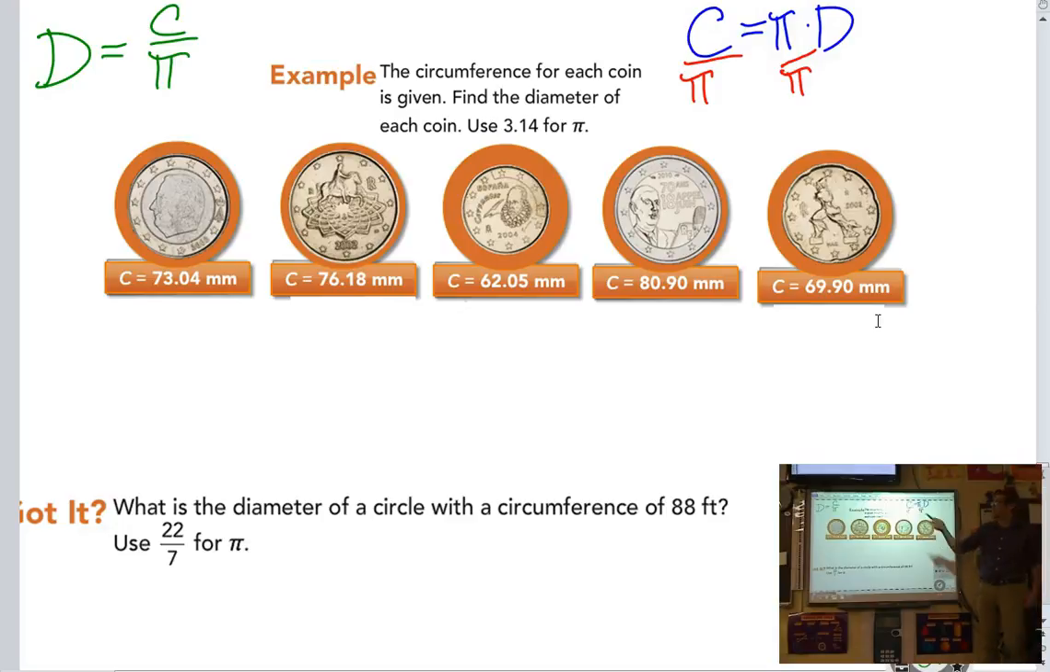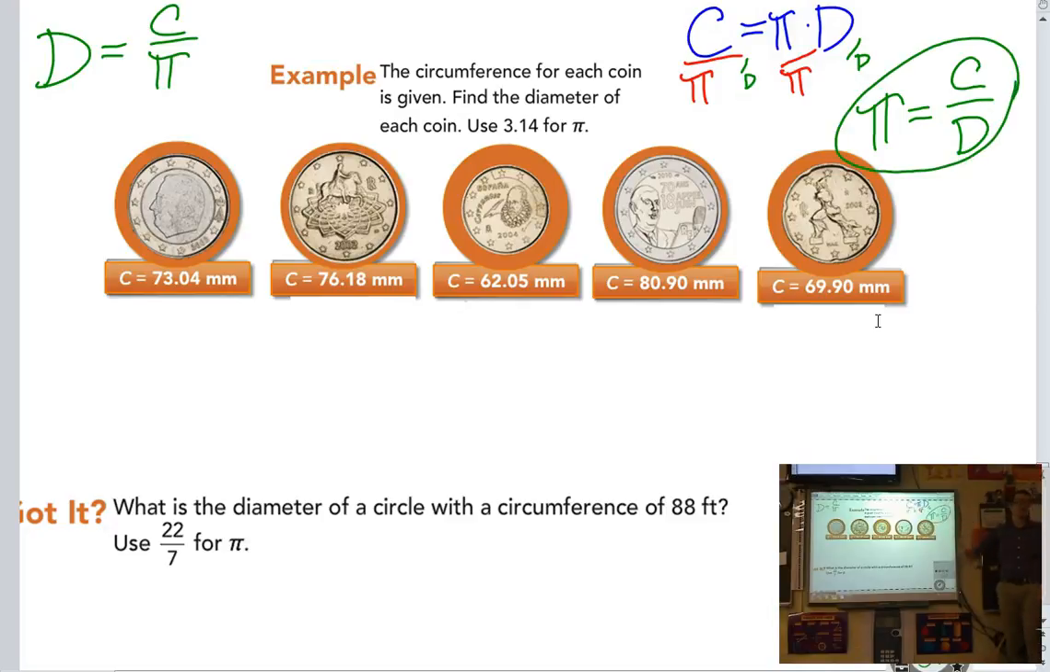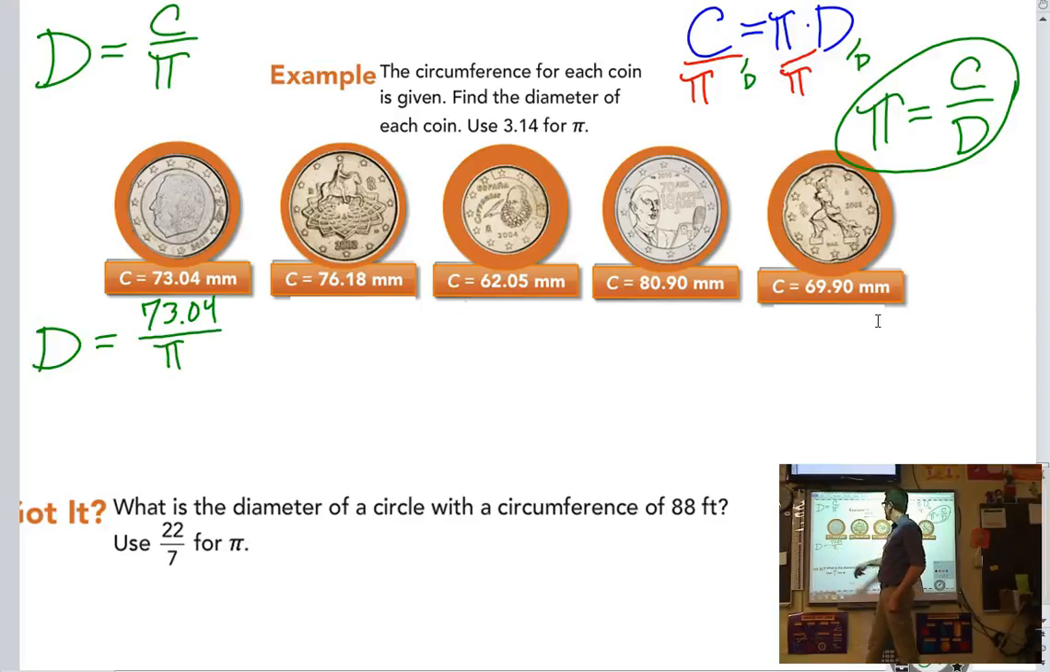That's cool. I can also make another really cool formula over here. If I want to get pi by itself, I could just divide by d on both sides, and I could find out that pi is circumference divided by diameter. And we talked about that yesterday with how I could make pi. I can do this division, and it will always spit out pi, circumference divided by diameter. But what we want to do is solve for the diameter. So what we want to do is take your circumference, 73.04, divide it by pi, and figure out what is the diameter. So for each of these, you're just going to plug it in and divide by pi. And that's all you got to do.